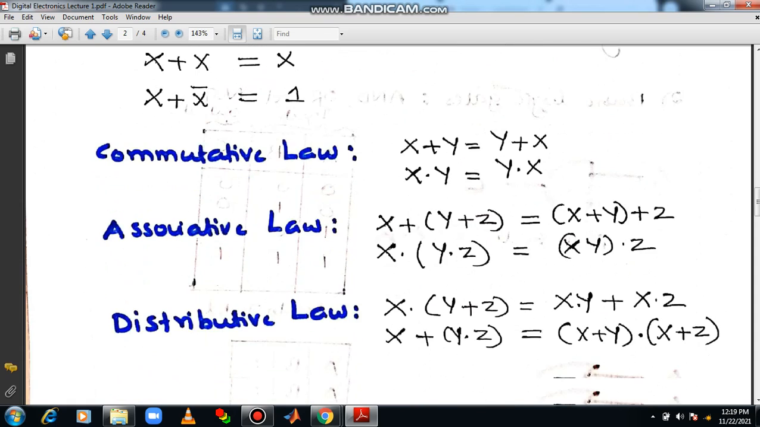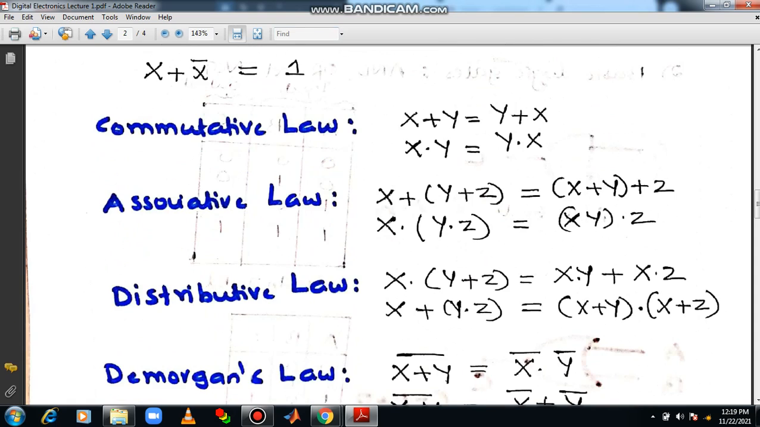Clear? The next is associative law. x or (y or z) is equal to (x or y) or z. Or in case of AND operation, x and (y and z) is equal to (x and y) and z.